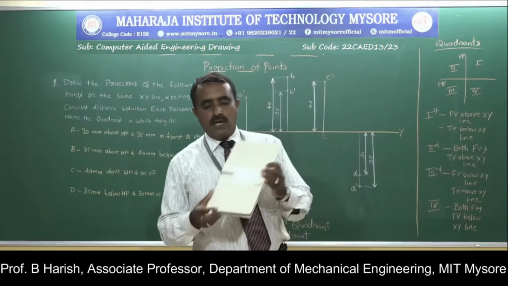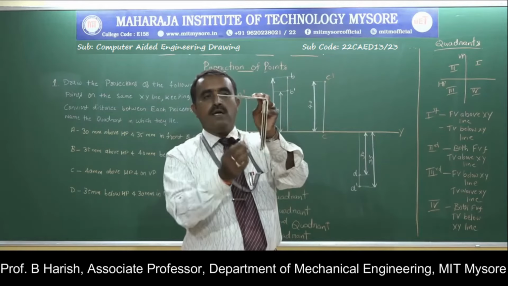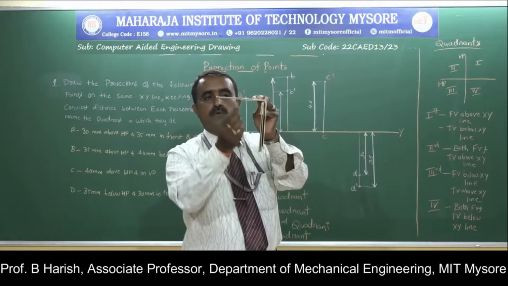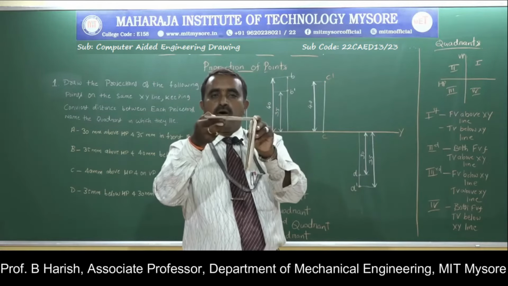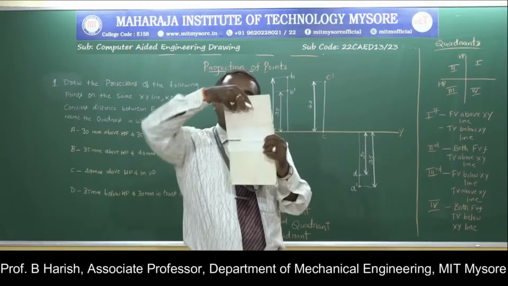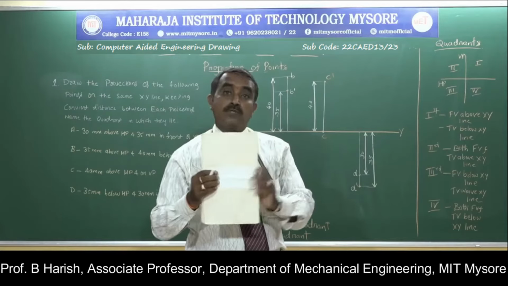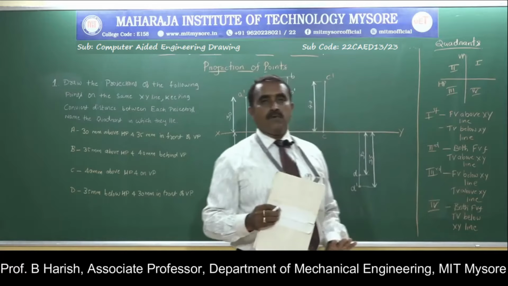Then we come to the third quadrant. This is the third quadrant. Here, once again, the object is here. The top view will be here, the front view will be here. The rule once again: the horizontal plane is rotated and the vertical plane is fixed. It will rotate like this. The third quadrant is just opposite to the first quadrant. So the front view will be below the XY line, and the top view will be above the XY line.